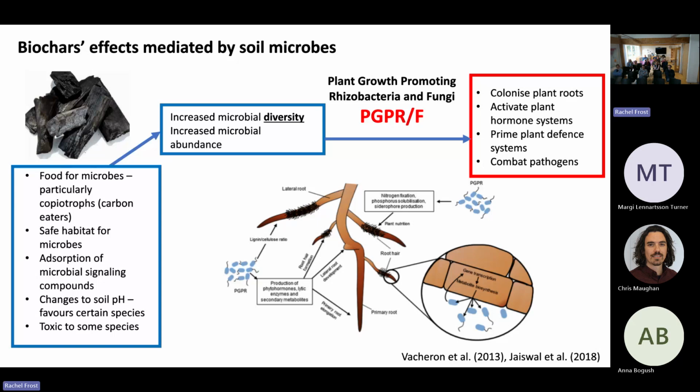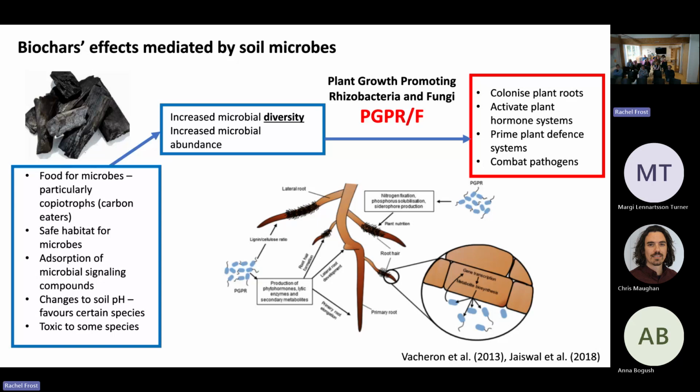And this comes about because biochar is incredibly rich in carbon, and many soil microorganisms consume carbon, they're copiotrophs. So adding carbon in this form into the soil might be providing food for them. It also creates a safe habitat. So when we think about all those little microscopic pores, the fungi and the bacteria can get into those pores and keep away from predators that would otherwise eat them.